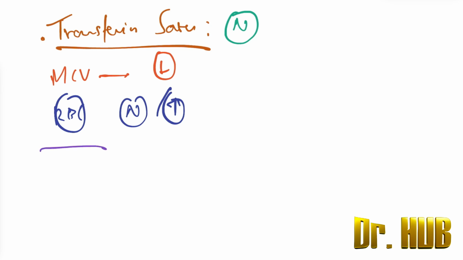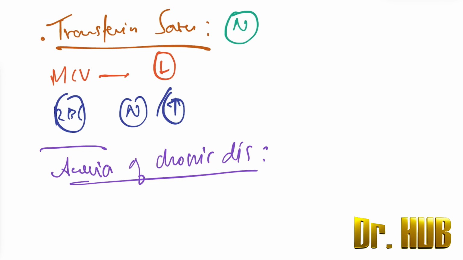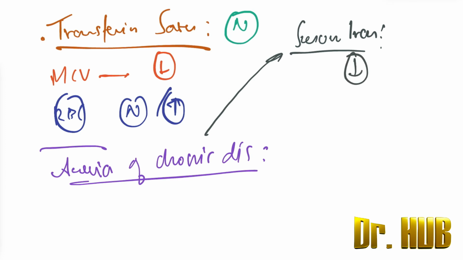Then lastly, we'll look at the anemia of chronic disease. In anemia of chronic disease, this involves the serum iron. The serum iron is going to be decreased. Then comes the serum ferritin. The serum ferritin is going to be increased.